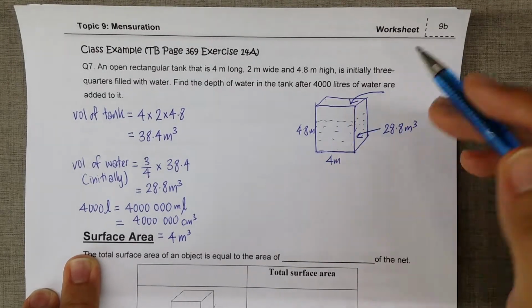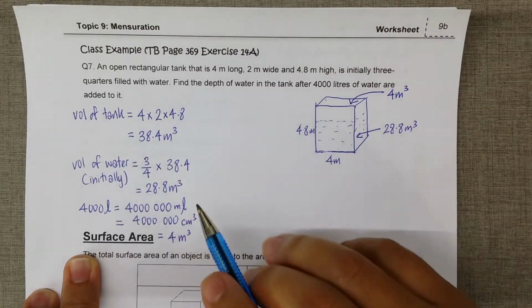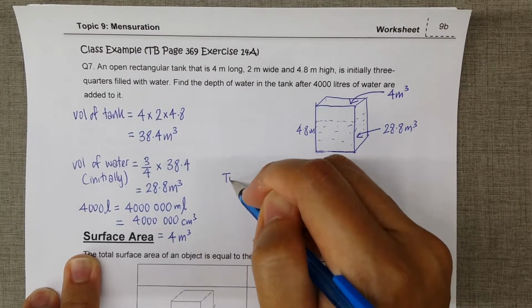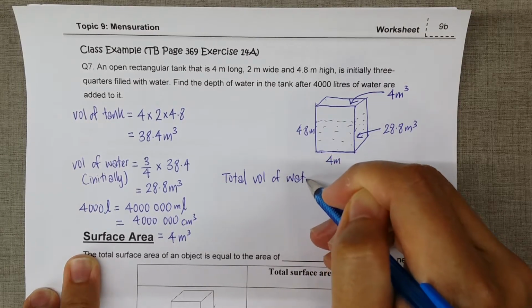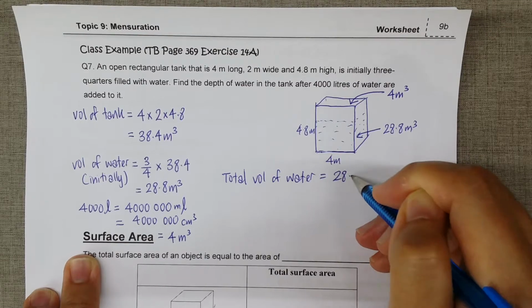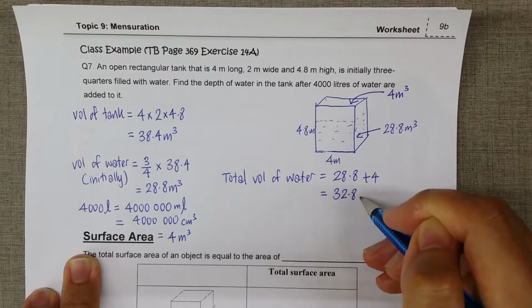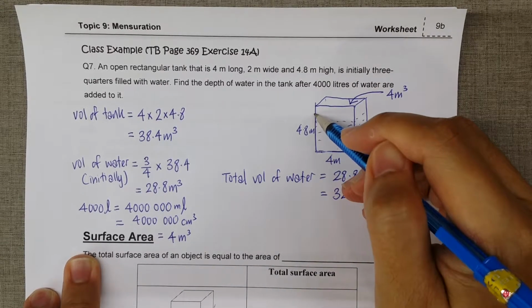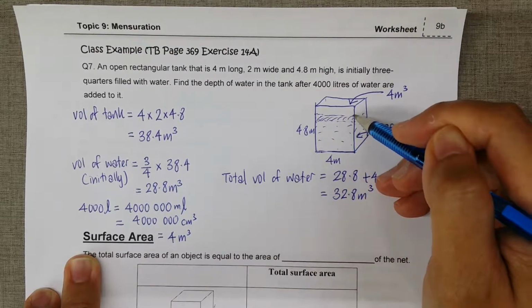So we know that 4 meters cube of water are poured into the tank. Let's calculate the total volume of water. Total volume of water will be 28.8 plus 4. We will get 32.8 meters cube. So that is the new volume. When we add 4 meters cube, you will see that the water level will increase.